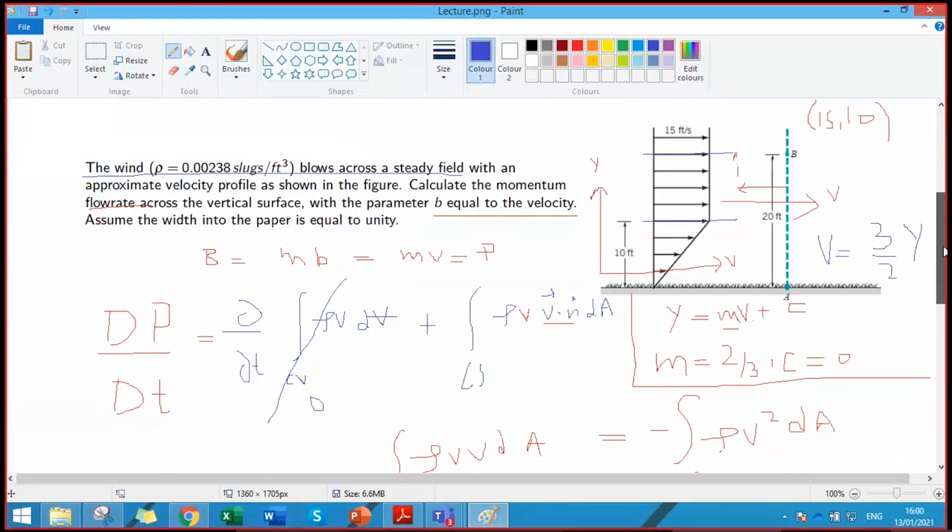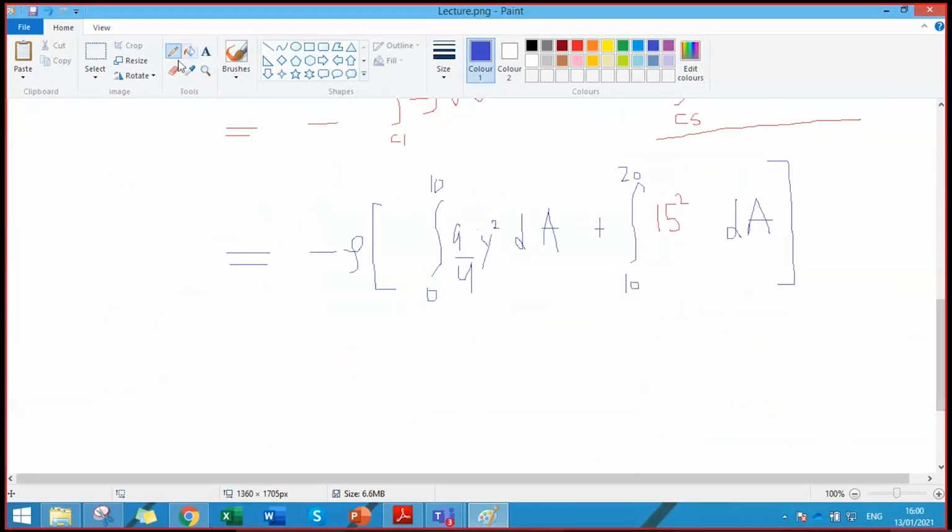Now the next question. How to solve this dA? Because we consider this dA, this would be a double integral, right? This should be dx into dy, right? And this should also be dx into dy. So how to solve this integral?